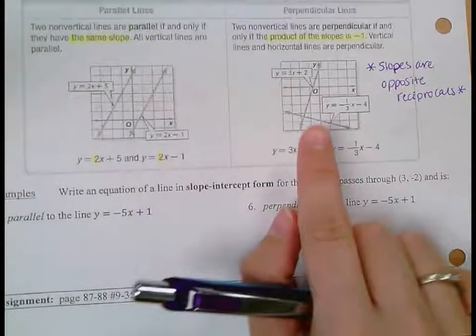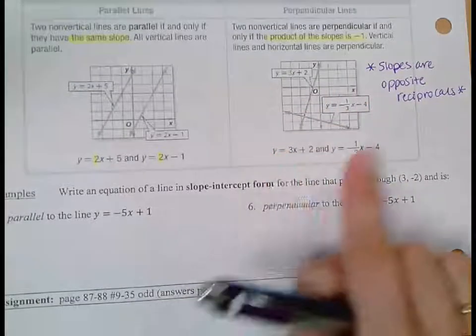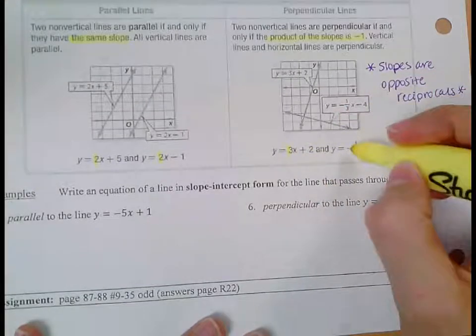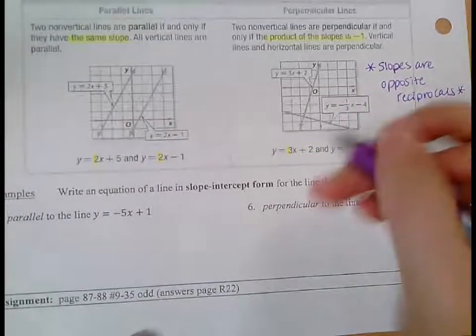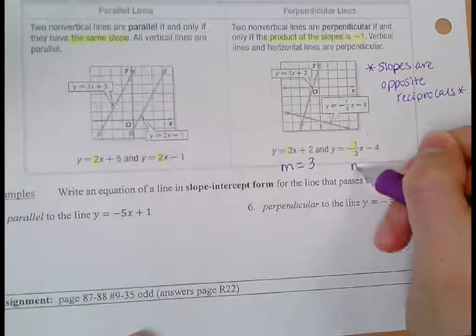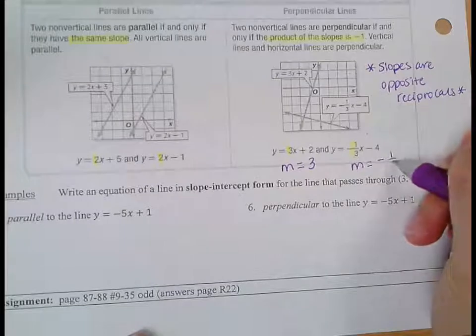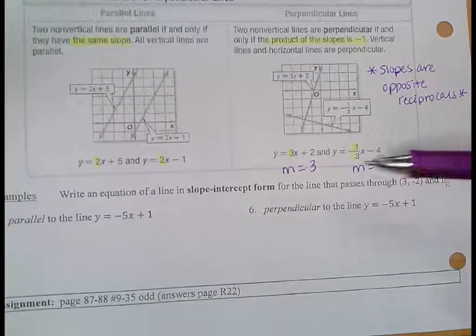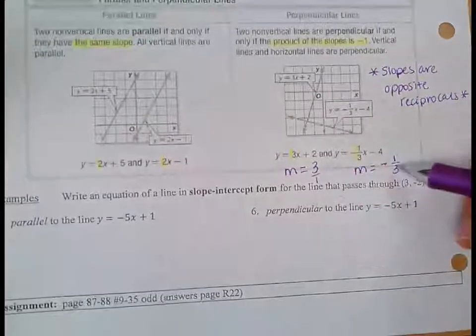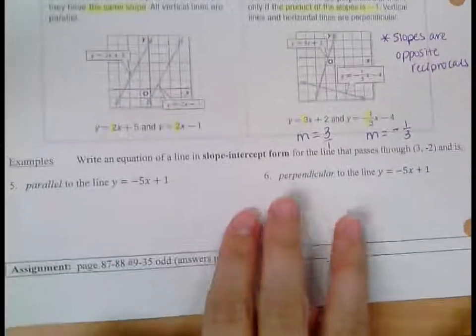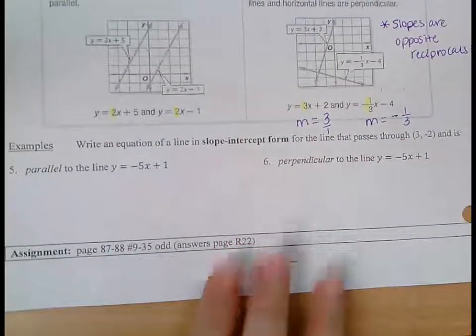So looking at, again, there's a visual, but looking at these equations and their slopes, the slope of the first line is positive 3. The slope of the second is negative 1/3. So one's positive, the other is negative. One is 3 over 1, the other is 1 over 3. So, opposite reciprocals.